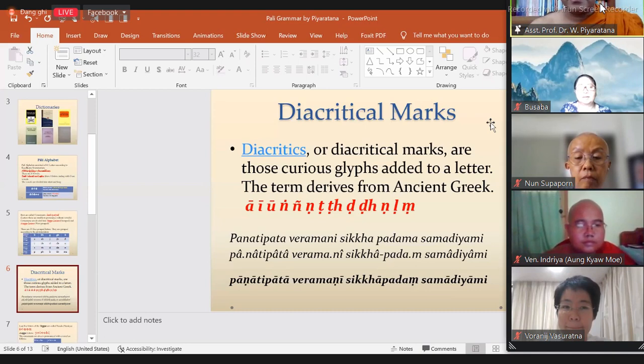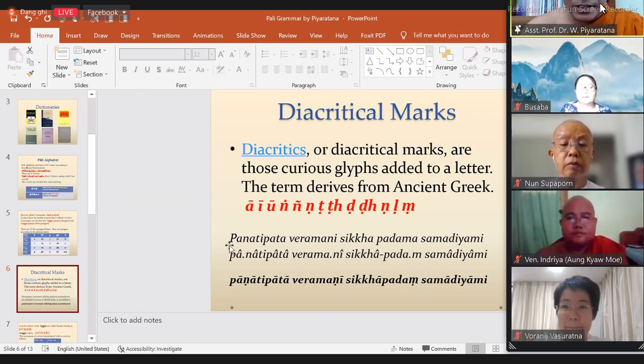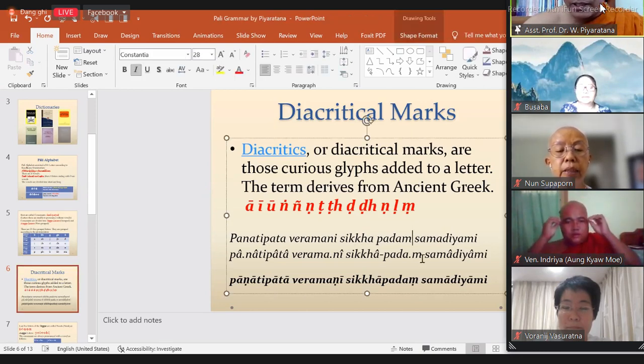So, to make it easy, when you write, in the former time, actually what they did was find some way, like I just mentioned here: Panatipata Veramani Sikkhapadam Samadiyami. Panatipata Veramani Sikkhapadam Samadiyami. Right? Panatipata Veramani Sikkhapadam Samadiyami.